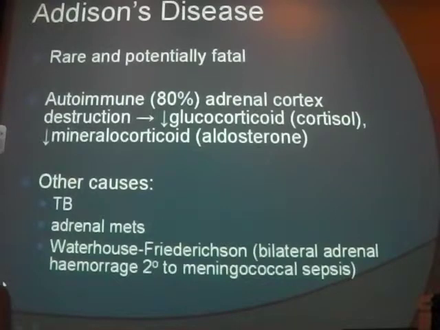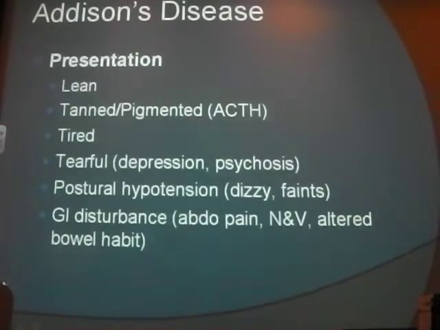So Addison's: rare, potentially fatal. It's autoimmune in almost all cases, really. It's a result of autoimmune adrenal cortex destruction, which leads to decreased cortisol and decreased aldosterone. Other causes do happen, but are more rare: TB, adrenal mets, Waterhouse-Friderichsen syndrome, but often autoimmune.